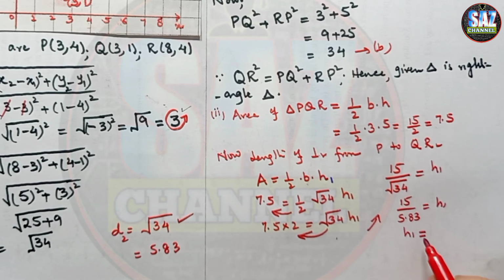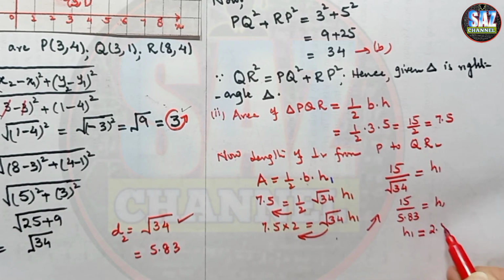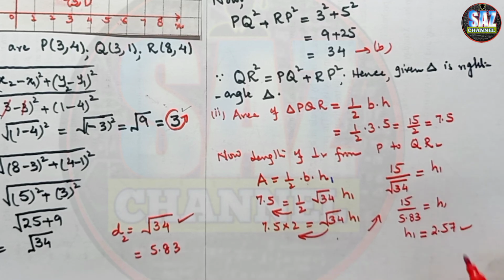H1 equals 2.57. Let me recheck it. 15 divided by 5.83 gives me 2.57, which is the requirement of the question.